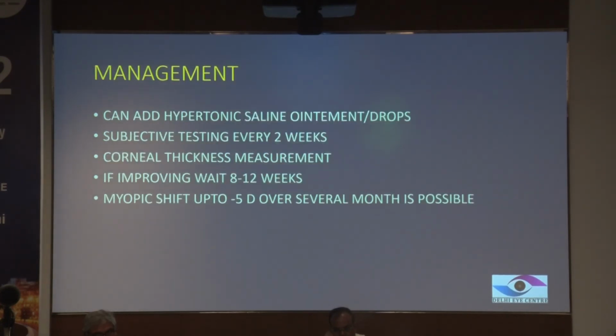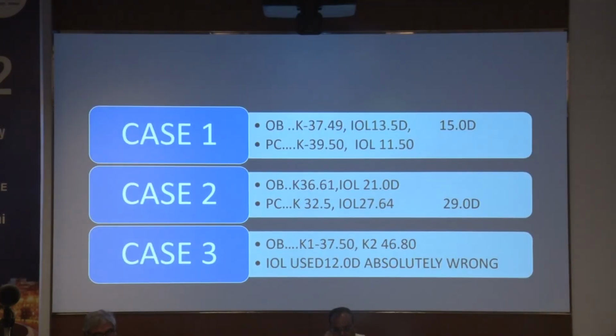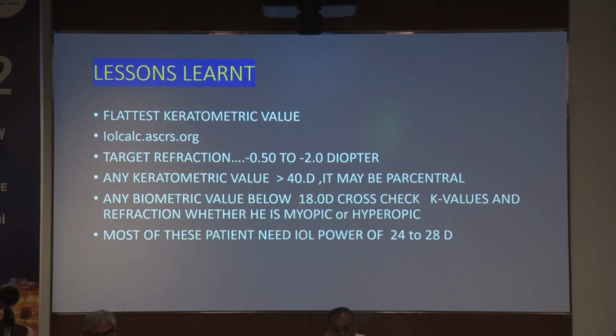What I would like to emphasize is to take the flattest keratometric value available on any of the equipment, calculate an IOL calc with SRK/T, with target refraction between minus 0.5 to minus 2 depending upon the distortion of the cornea. Any keratometric value above 40 means you are measuring the ectatic area, you are not measuring the flattest area. In the error case we had, the steepest axis was at 46 diopters, so we didn't take that into account.